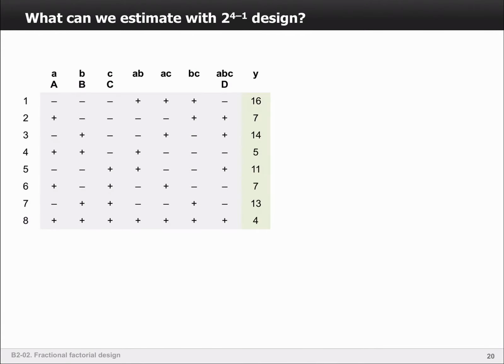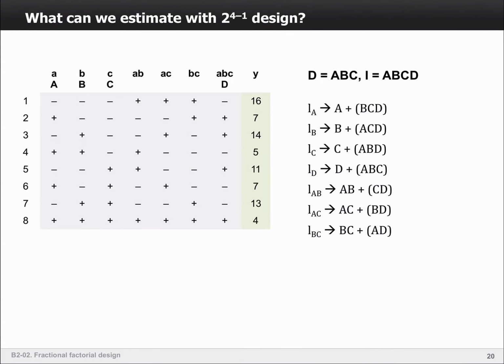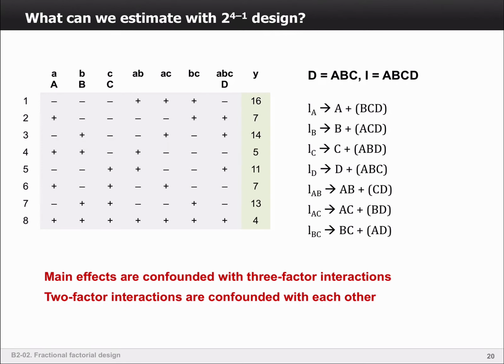And now if we get back, this is the full confounding pattern. You can see it here. So main effects are confounded with three-factor interactions. Two-factor interactions are confounded with each other. So you can say that one-factor interactions are confounded with three-factor interactions, and two-factor interactions are confounded with two-factor interactions.